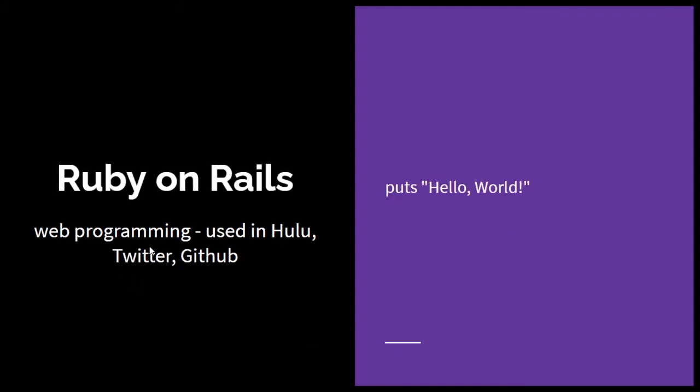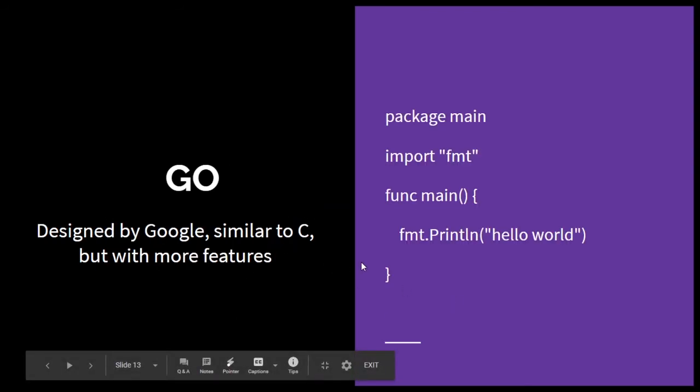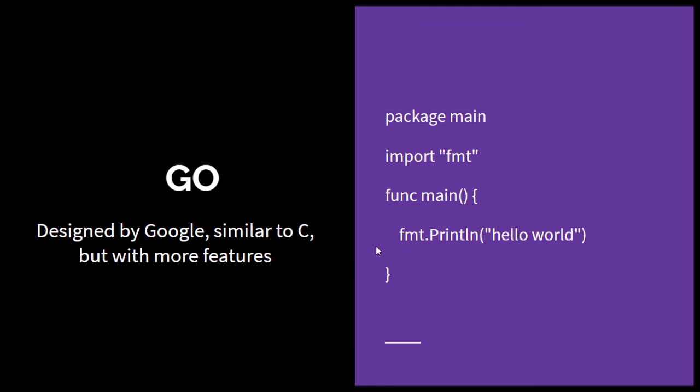Then there's Ruby on Rails. On Rails means that it's like on a track. It helps you out a little bit more. It's normally used for web programming. It was used in Hulu, Twitter, and GitHub when they were still starting out. There's Go, which was designed by Google. It's similar to C, but has a little bit more features with it, and it's used proprietary by Google.